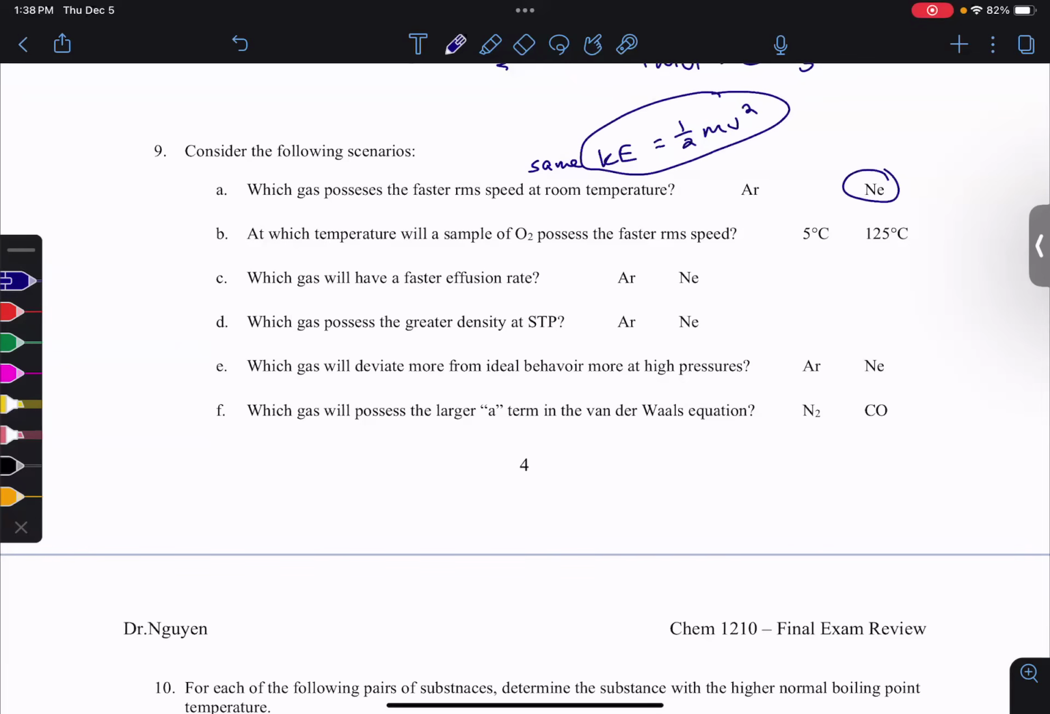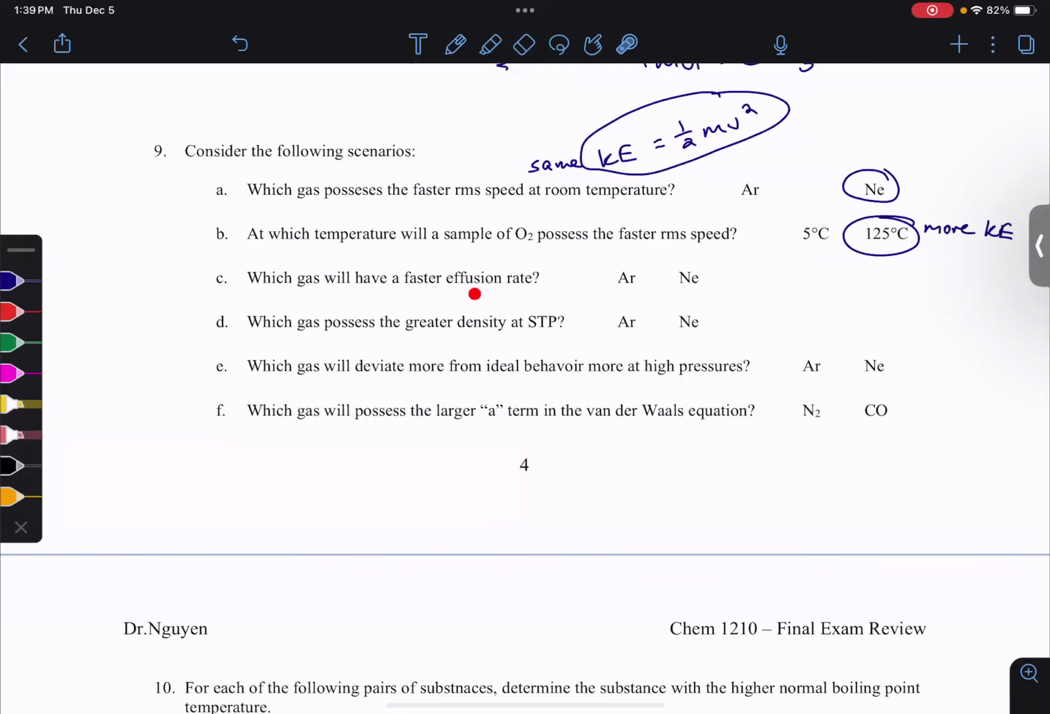All right, so at what temperature will oxygen possess the faster RMS speed? Hotter things have more kinetic energy, so they're going to be moving faster. If you bring this back to your kinetic energy equation, having a higher temperature increases your average kinetic energy. So it increases this number, increasing your effective speed, while mass is staying the same because our sample is staying the same.